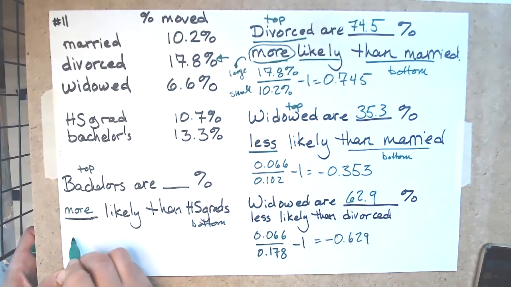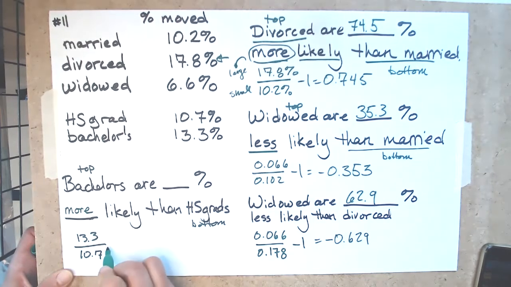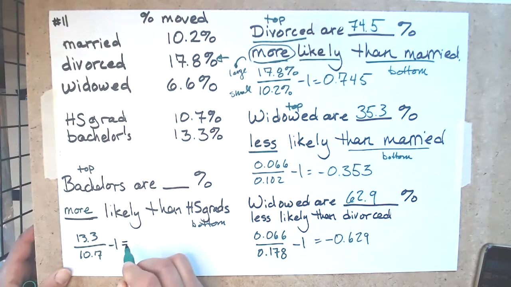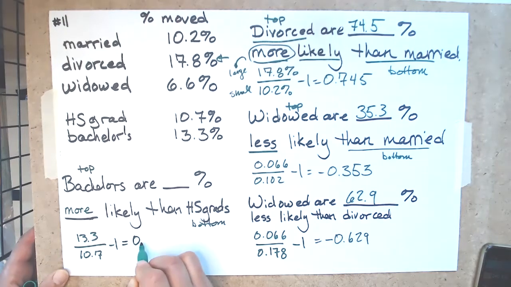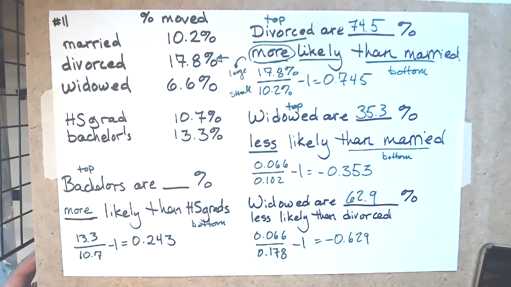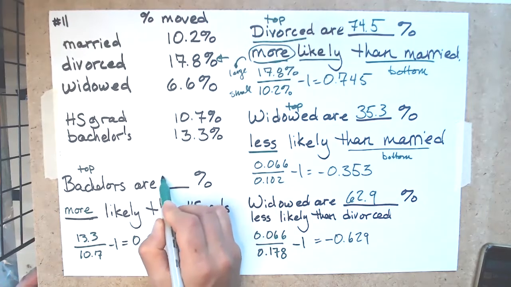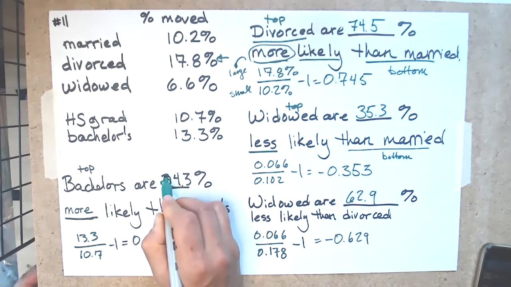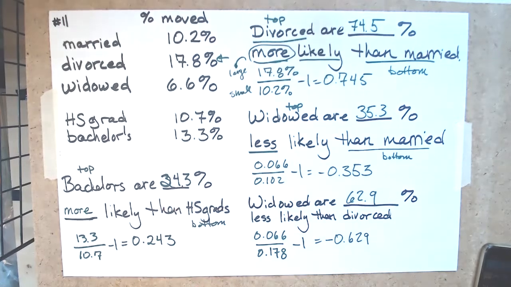Multiple ways to figure that out, but you've got to stop and ask yourself which one goes on top, or else, honestly, you're setting yourself up to make a mistake, because human nature is we get it wrong more often than we should if we're just guessing. And when I do that, I get 0.243. So people with a bachelor's are 24.3% more likely to move than high school graduates.